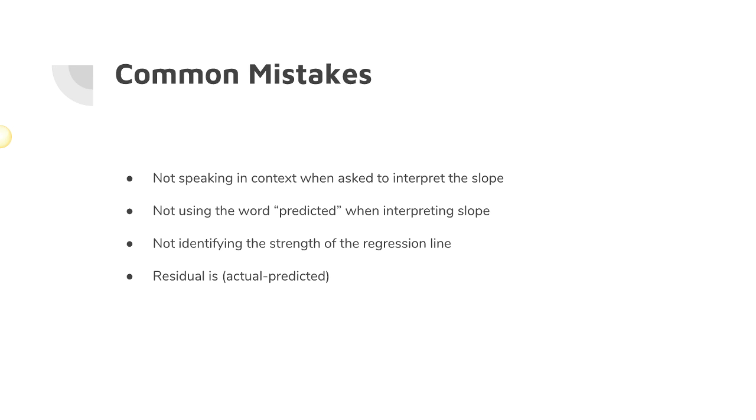Some common mistakes are that you're not speaking in context when asked to interpret the slope. You can't say just when x changes, y changes. You have to actually describe what the explanatory and response variables are. You need to use the word predicted when interpreting the slope. That is very important. And you always need to identify the strength of the regression line, like is it strong, moderate, or weak. And remember that residual is always actual minus predicted. You can remember that as AP. AP are the people who give us these tests, so we need to remember that that's the residual.